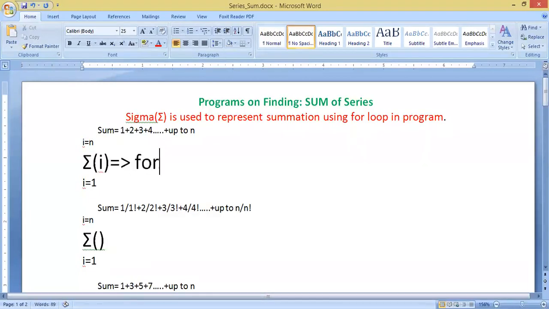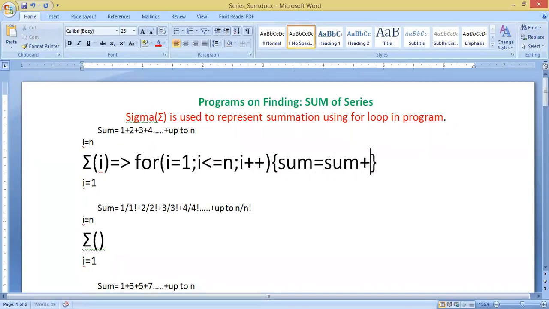So what will be our for loop? If I write here a for loop, suppose i is equal to 1, i less than or equal to n, and i plus plus, then what will be within the body of the for loop? Simply sum is equal to sum plus i, right?